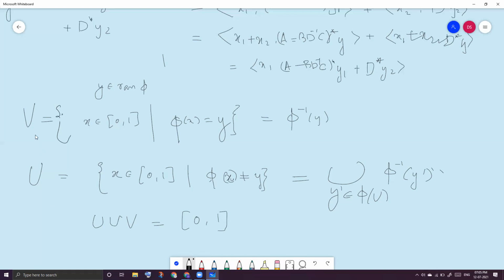So a disjoint union of two open sets cannot be a connected set, which is a contradiction. Unless U is empty, this will be a contradiction. So we will have that U is an empty set. So every element will have the same phi. Phi is a constant function.